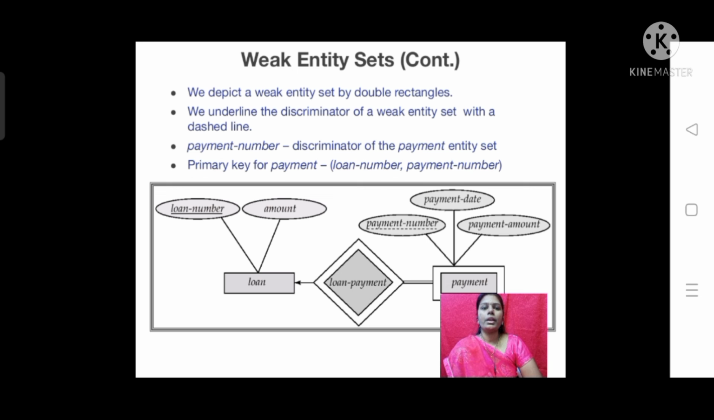We depict a weak entity set by double rectangles. We underline the discriminator of the entity set with a dashed line, which depends on the loan number. The primary key of the payment is loan number and payment number.